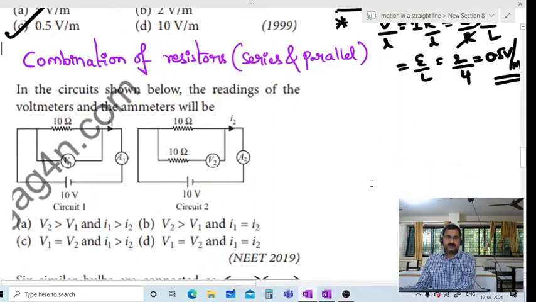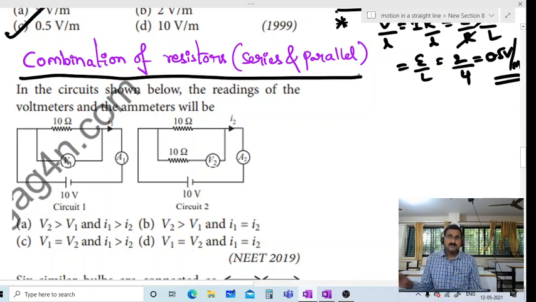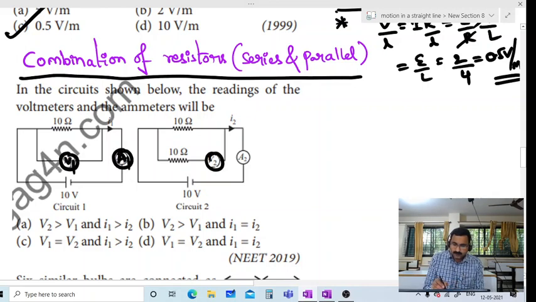Right. Now coming to the next one. In the circuit shown below, the readings of the voltmeter and ammeter. This is a combination of resistors, a series and parallel combination based question. So I am covering some of these questions. NEET 2019 question, the first one. Here V1 is the voltmeter, and here the ammeter is A1, voltmeter V2, and here A2 is there.